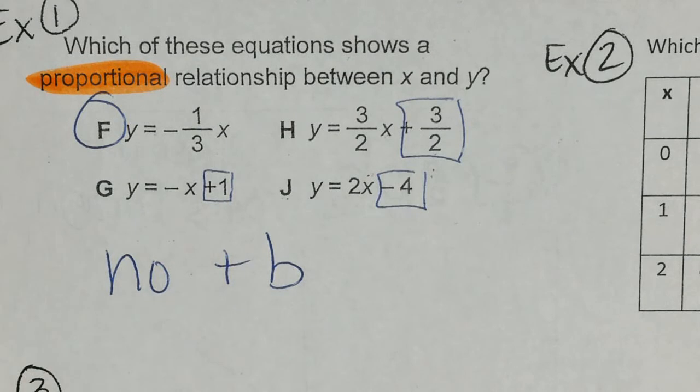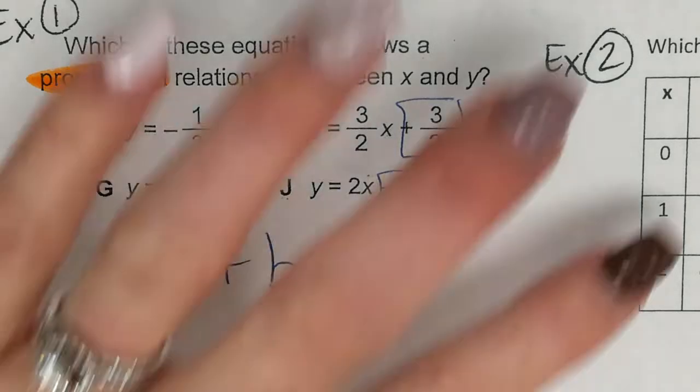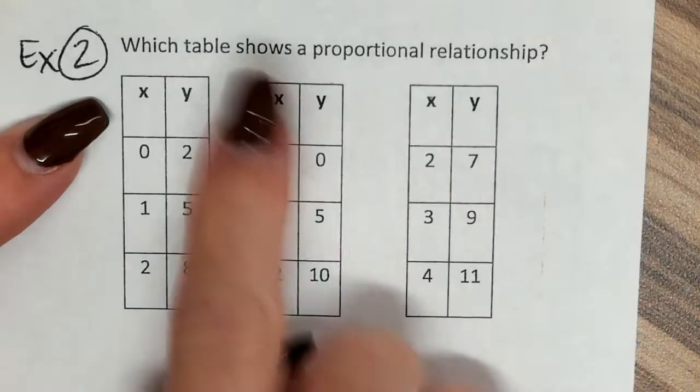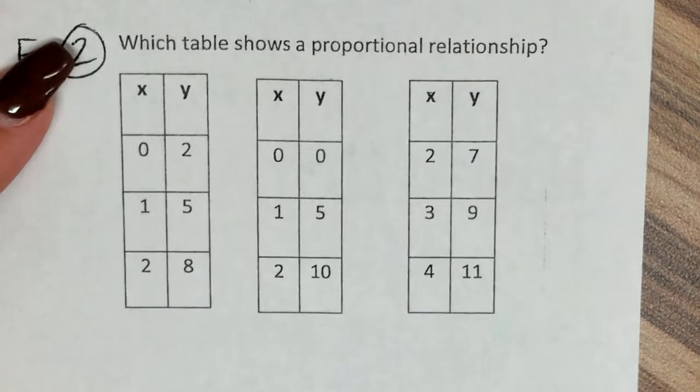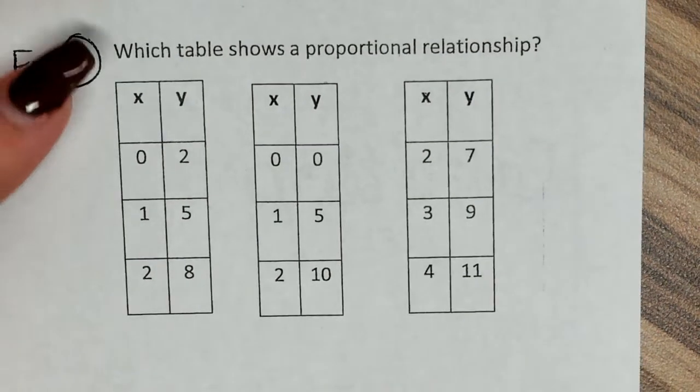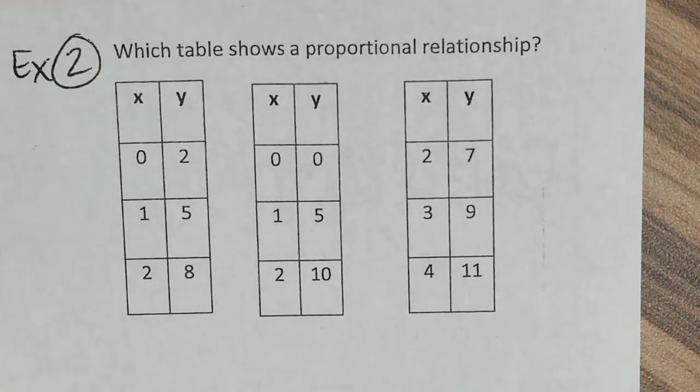Okay, so it can only have a number times x. Good? All right, let's look at the tables. Which table shows a proportional relationship? Well, what did we say? If it has 0, it must be.